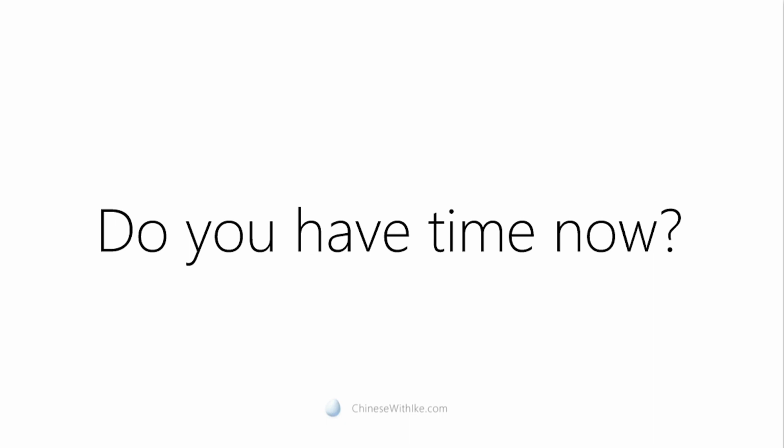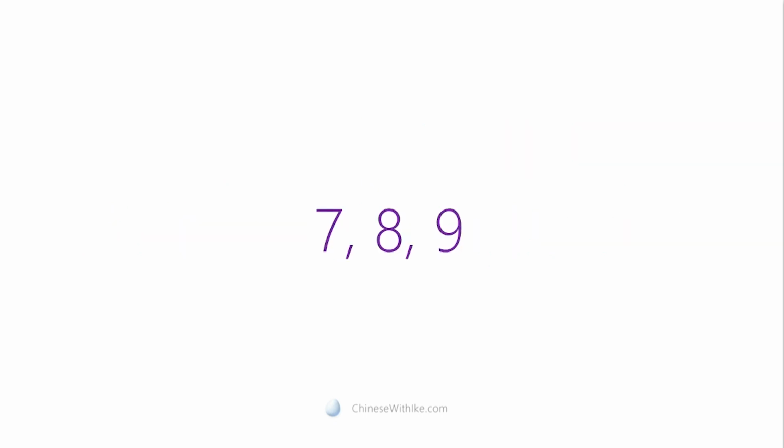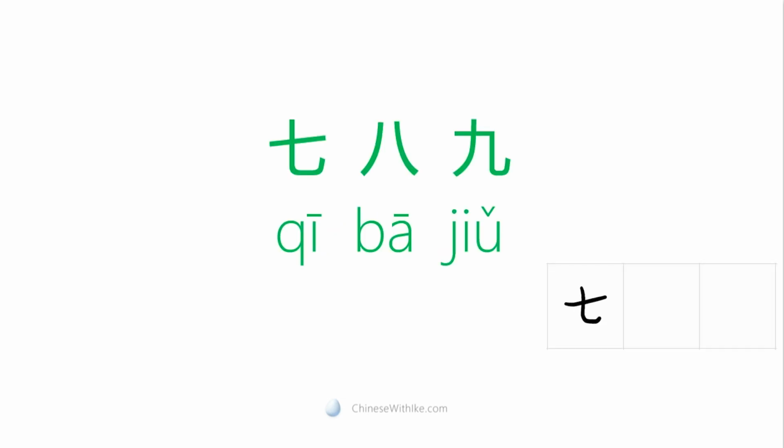Do you have time now? 你现在有时间吗？ Remember the condition rule? You need to move now to the front after the subject. And 吗 means a yes no question. The number 7, 8, 9 in Chinese is 七八九。Now try to say July in Chinese.